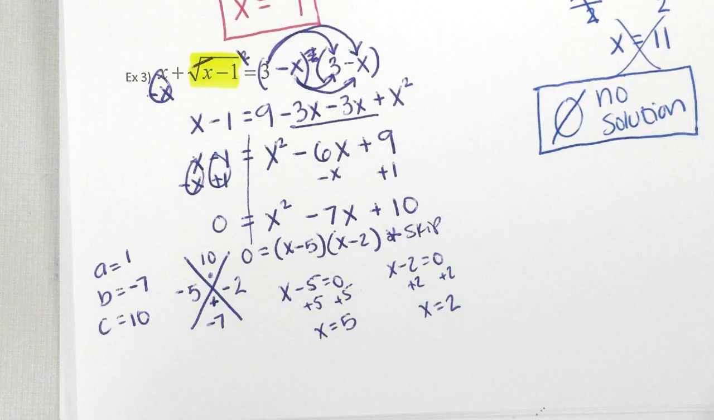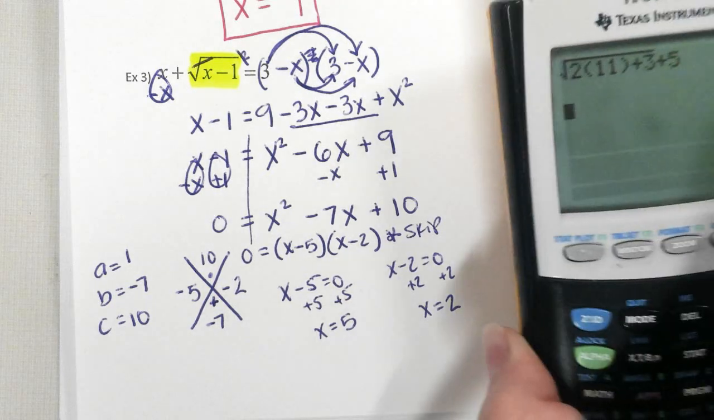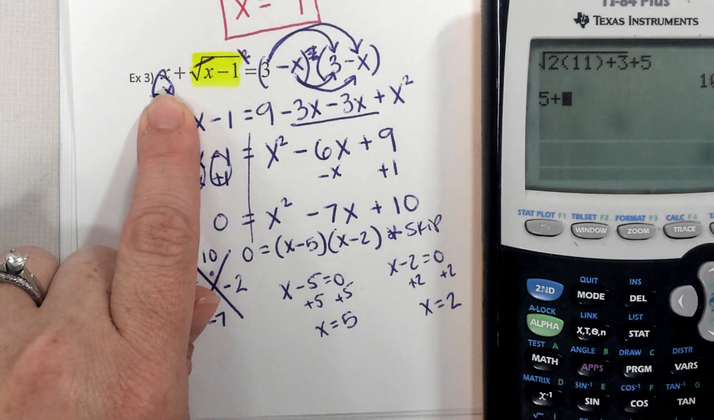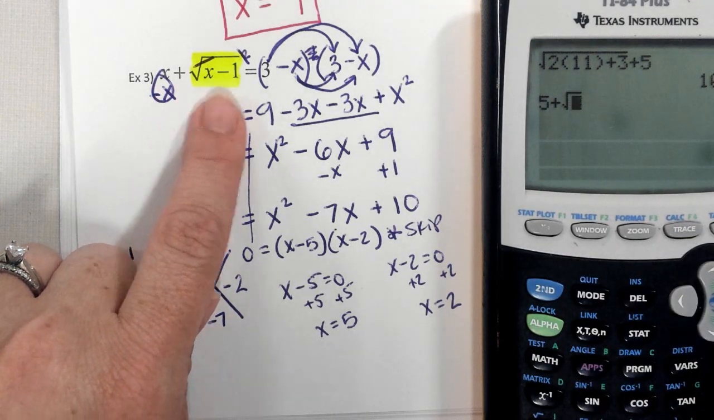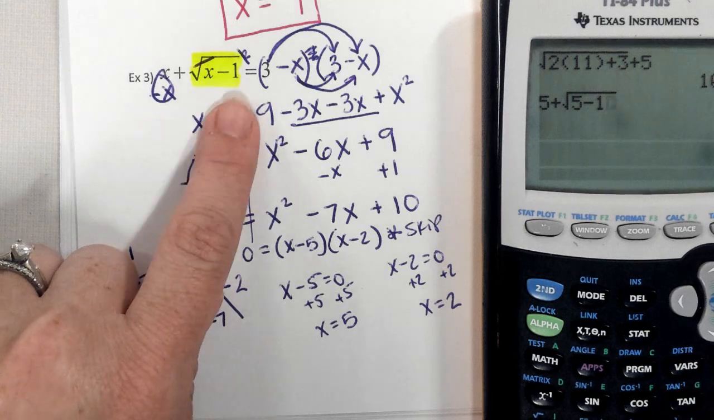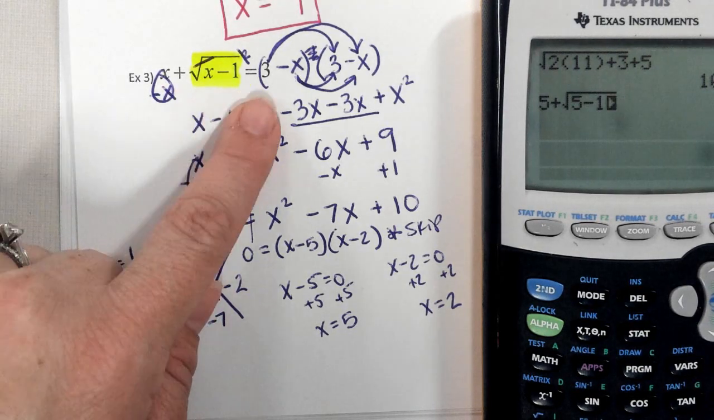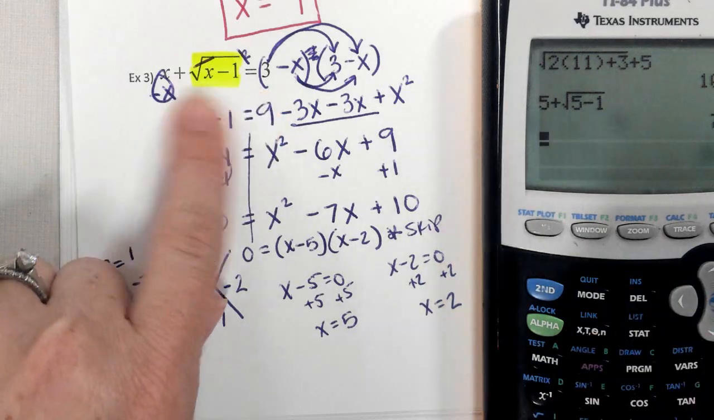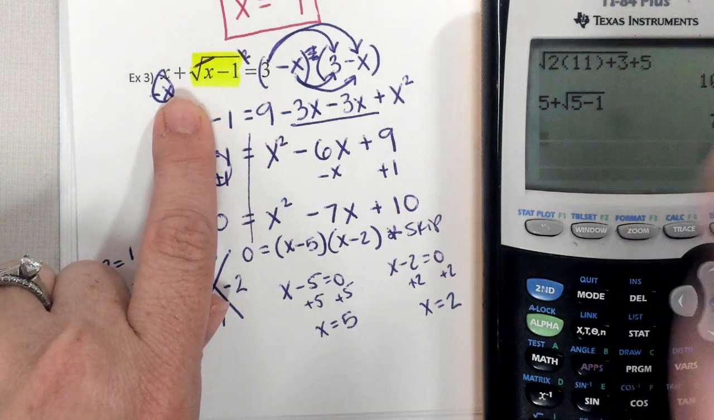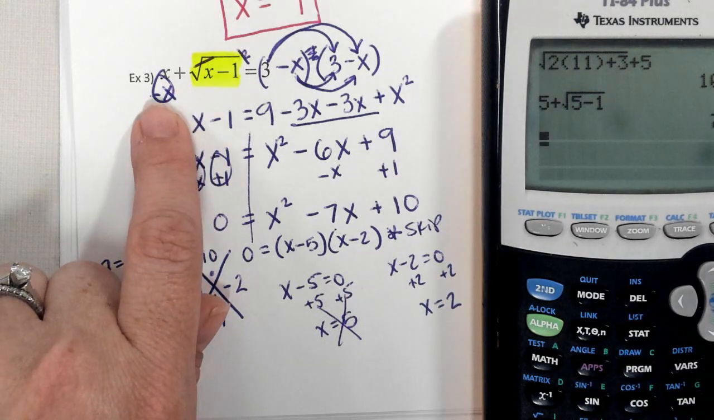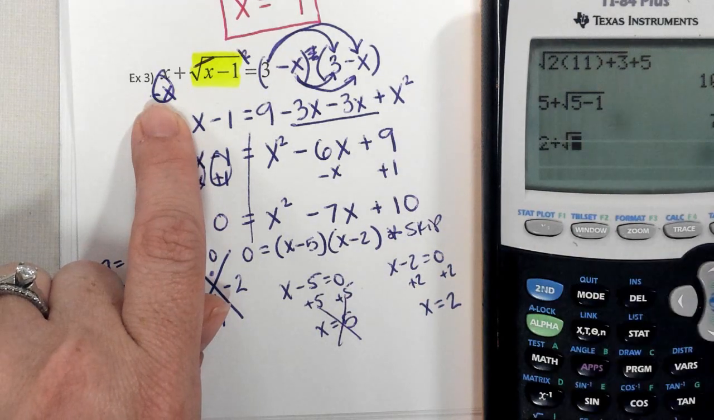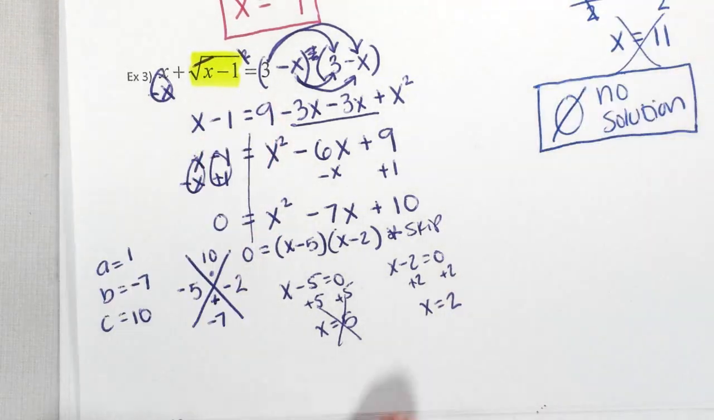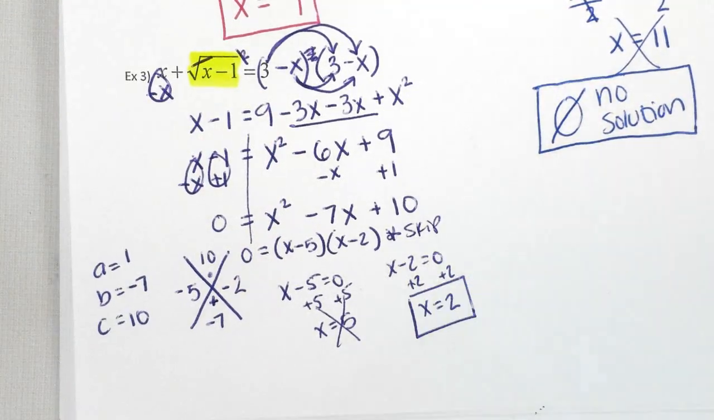So again, before I box any of my answers, I have to check them. So I'm going to use my original, which is x, so 5, plus the square root of x minus 1, so 5 minus 1. There was no multiplying, so I didn't really have to use parentheses. And did that equal 3? Yeah. The 5. Yes. Did it equal 3? No. Sorry, no, you're good. So then the other one, 2 plus the square root of 2 minus 1, did that equal 3? Yes. So the 5 didn't work, but the 2 did. So x equals 2.